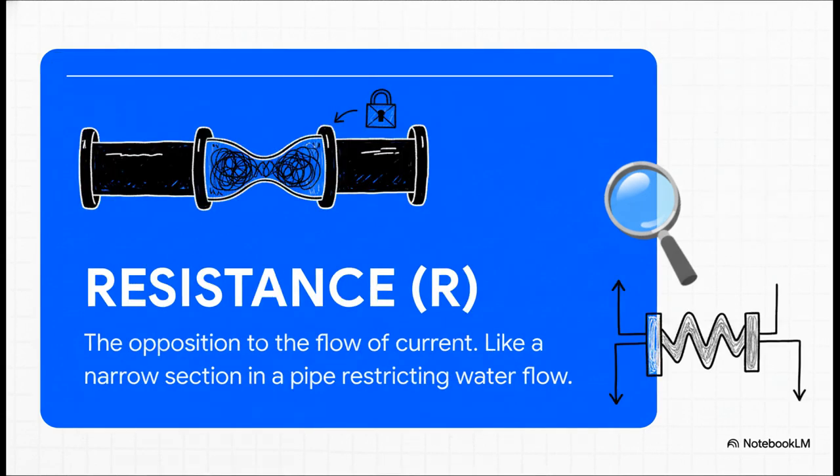And the third letter in our alphabet is resistance. Just like the name sounds, it's anything that pushes back against that flow of current. In our water pipe, this would be like a kink in the hose or maybe a narrow nozzle at the end. Every single thing in a circuit has resistance, and engineers actually use it as a tool to control exactly where and how much current flows.